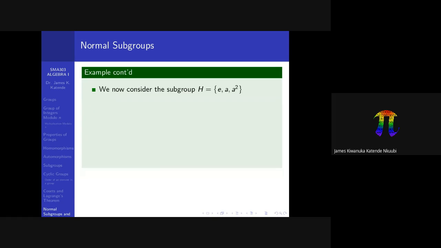So let's continue with the second subgroup. This is the second subgroup, which is E, A, and A squared. So we work this out, BHB inverse. And after the computations, we end up with E, A squared, and A, which is basically the same as H, and therefore is contained in H.